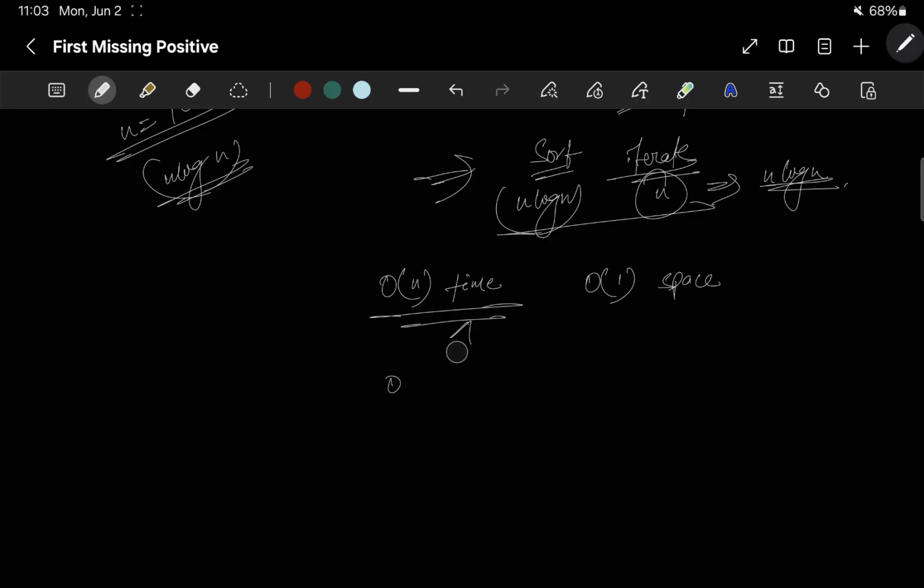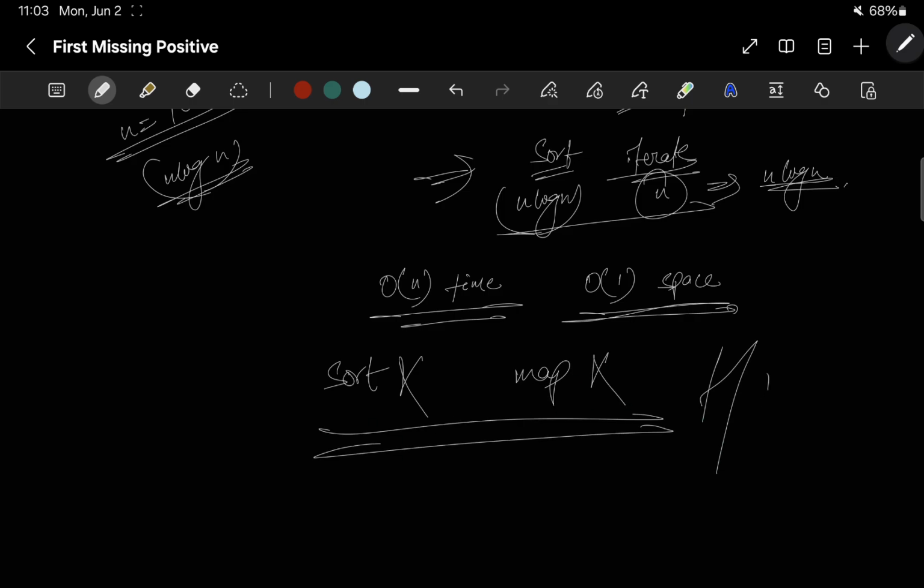So the other constraint that the question has put is O(1) space also. So you cannot sort, you cannot use map. Okay, you cannot use these two things. This is what makes the problem a hard problem. Okay, this constraint here. Now let's see how we solve this hard problem.